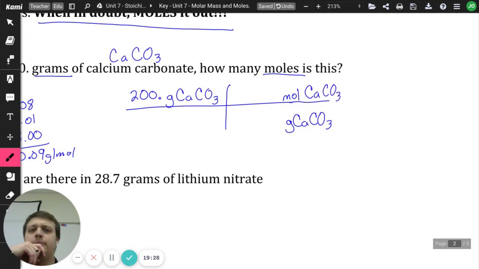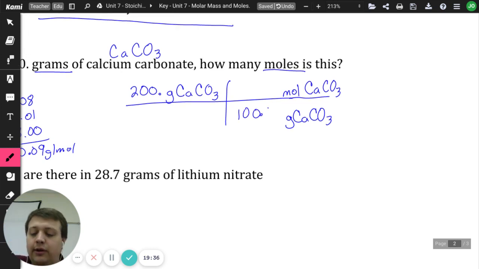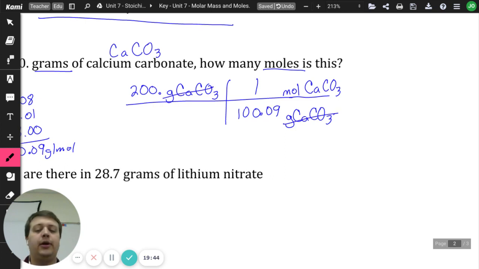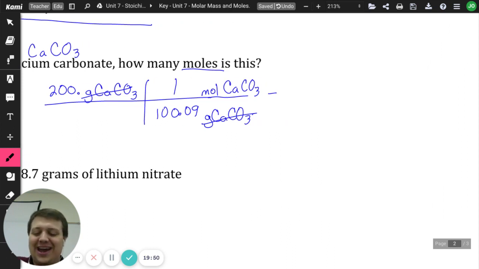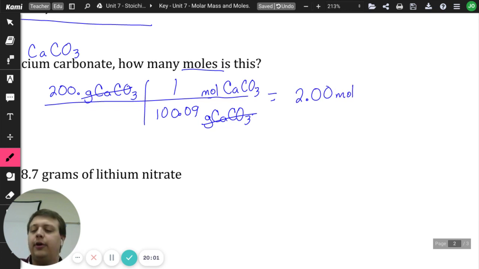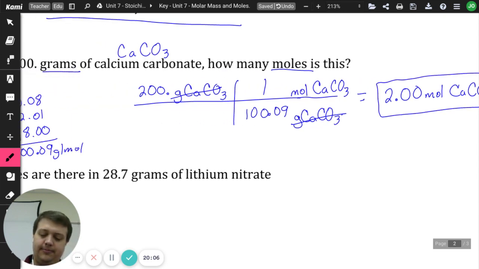So how do I do that? Well, remember, your molar mass is grams per mole. So I know that I have 100.09 grams per 1 mole of calcium carbonate. That cancels out my grams, and now I've got moles. Is moles what I'm looking for? Well, yes, it is. So now I can go ahead and solve my problem. I'd do 200 times 1 divided by 100.09, and we would end up with 2.00 moles of calcium carbonate. And this would be my answer.